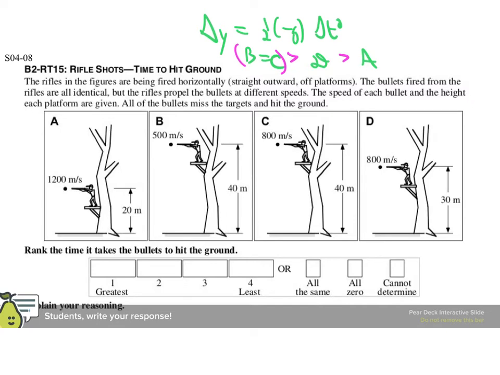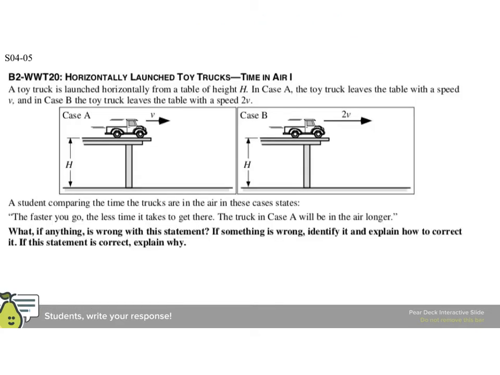Even though A is moving faster, like much faster than everybody else, doesn't matter. It's going to go a very long distance, but it's going to be in the air for a very short time, comparatively. A toy truck is launched horizontally from a table of height h.